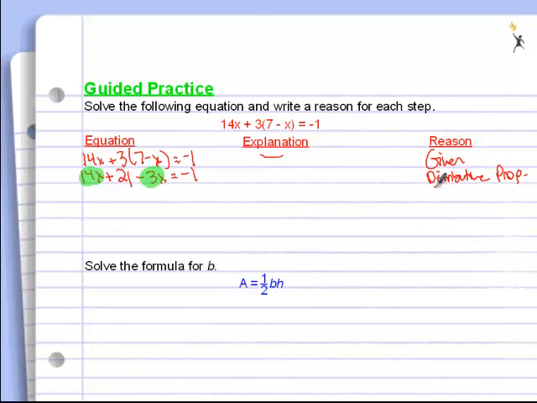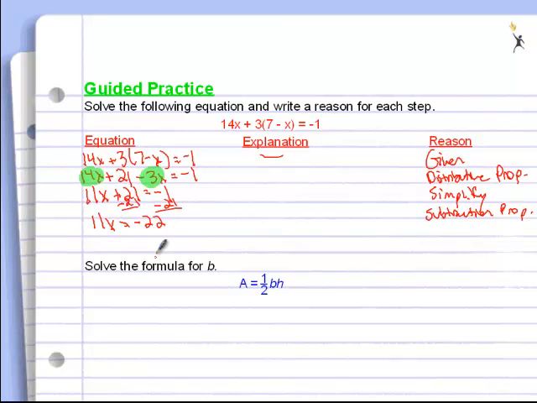Now I'll notice that I've got 14x and a negative 3x. So the next step I'm going to do is simplify. And I'm going to say 14x minus 3x is 11x. And I'll just drop down everything else that I didn't use, like the 21 and the negative 1. Now I want to move this 21 to the other side. I can do that through subtraction. So I'm going to use the subtraction property, and I'm going to subtract 21 from both sides. When I do that, I get 11x equals negative 22.